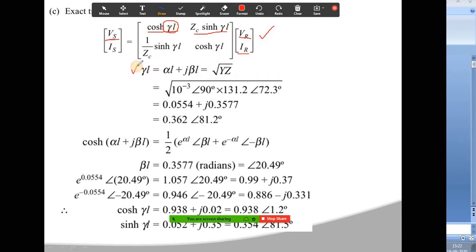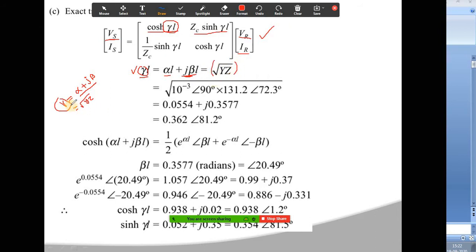Now this gamma is a complex number, which will be in the form of alpha plus j beta. Gamma is equal to the square root of small y small z, which is called the propagation constant. So gamma L will be alpha L plus j beta L.